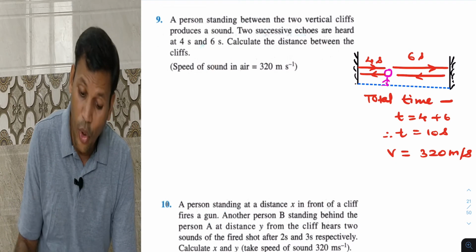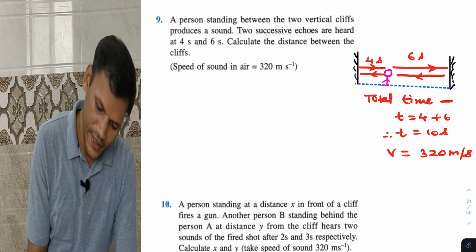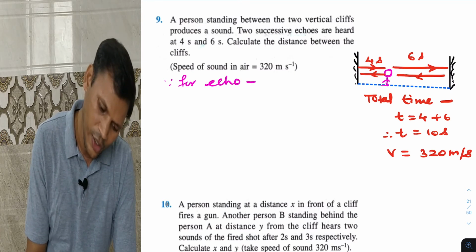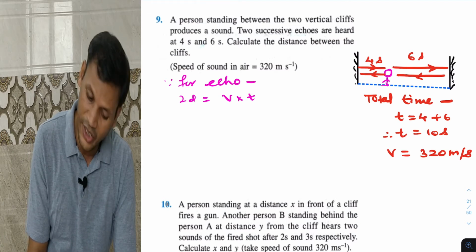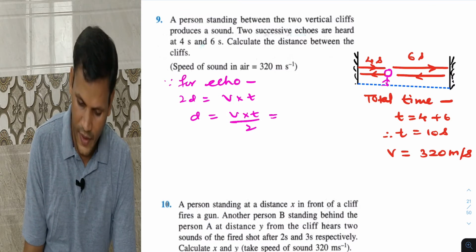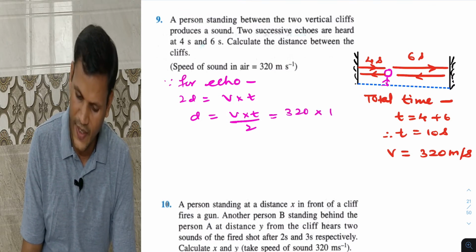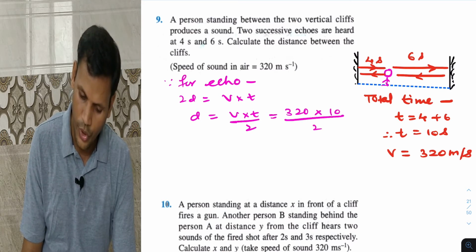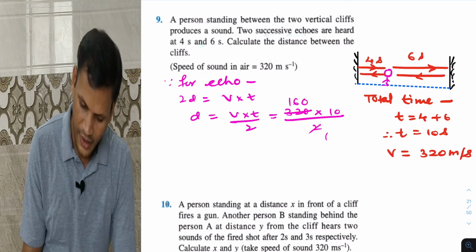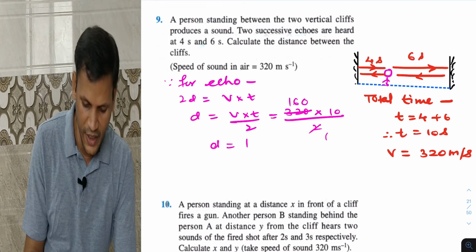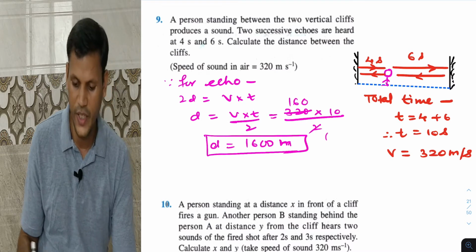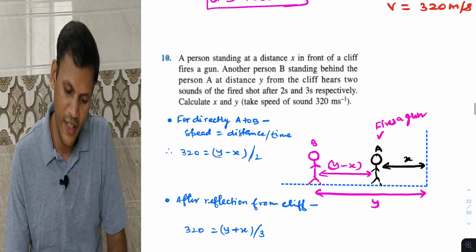Again, echo is heard. For echo the condition is 2d is equal to v into t. We need d, so it is v into t by 2. So v is given, v is 320, into time 10 second, upon 2, so it is 160 into 10, which will be 1600 meter. So distance is 1.6 kilometer or 1600 meter.